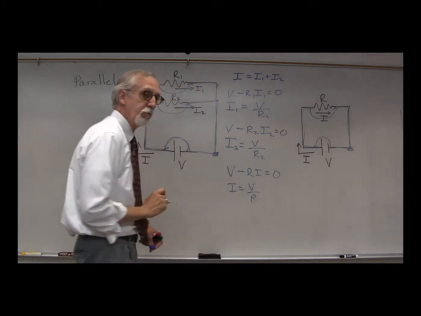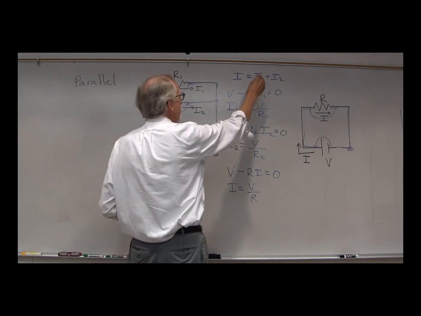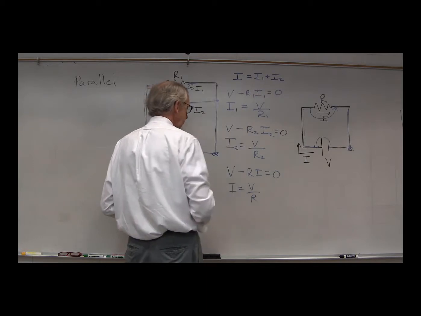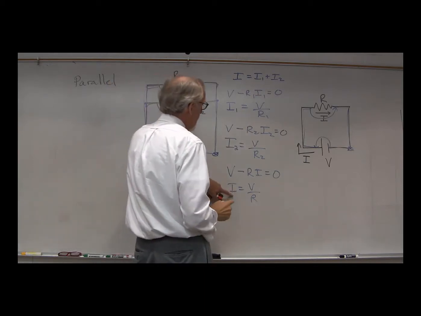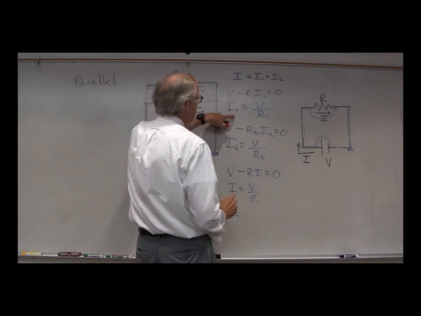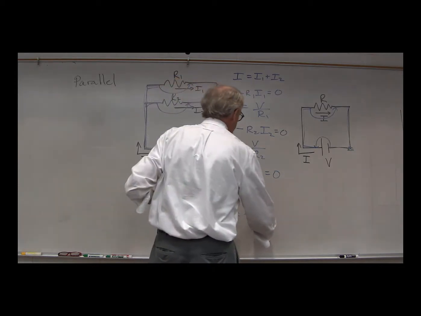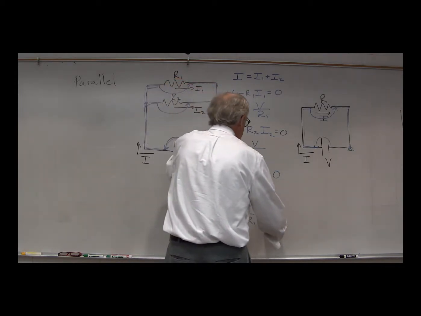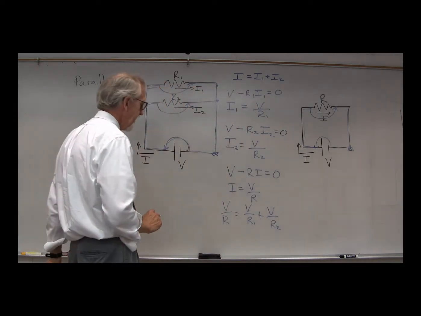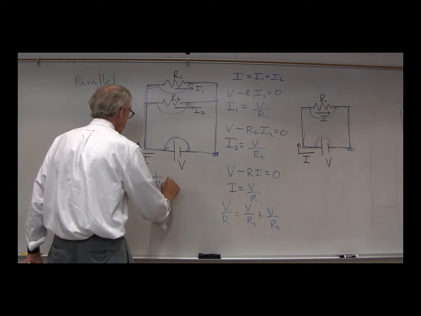There we go. Now, let's take I1 and put it in here for I1, I2 and put it in here for I2, and I and put it in here for I. And what do we get? Well, we get I is V over R equals I1, which is V over R1, plus I2, which is V over R2. Well, we can divide off V from all of that, and what do we get? We get 1 over R is equal to 1 over R1 plus 1 over R2.